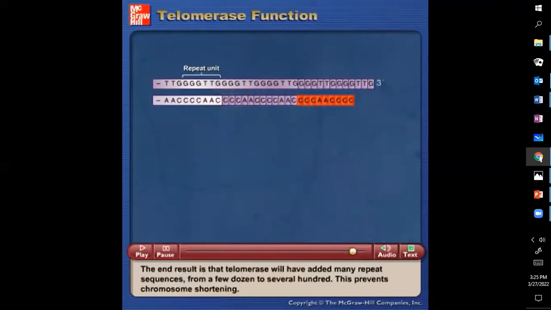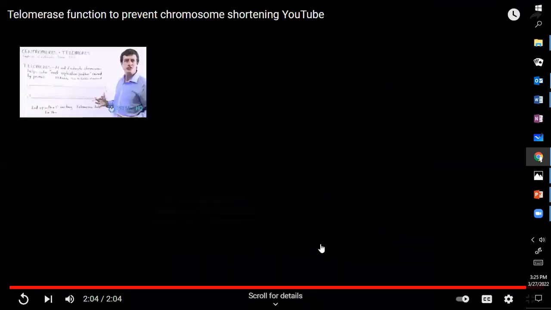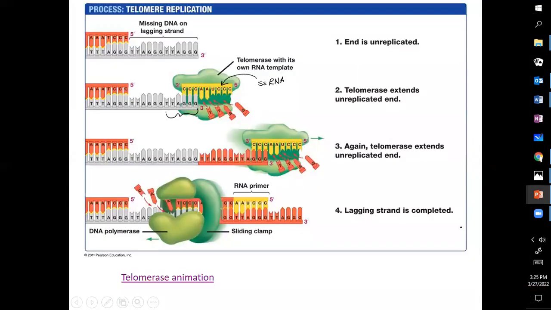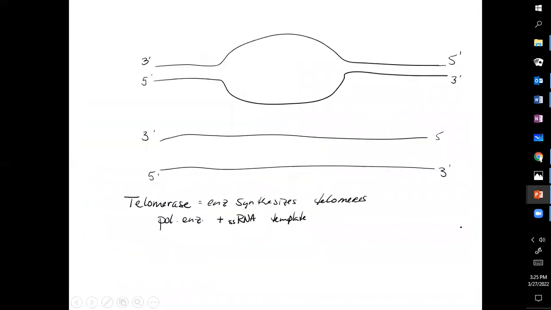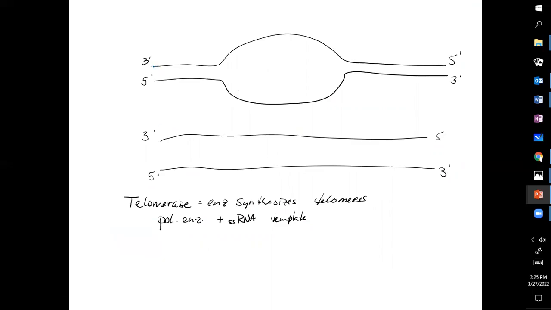The end result is that telomerase will have added many repeat sequences, from a few dozen to several hundred. This prevents chromosome shortening. So that's how the telomeres are created. So we can think about this: at the end of linear chromosomes, there's a sort of buffer zone, which are dozens to hundreds of copies of that repetitive sequence.